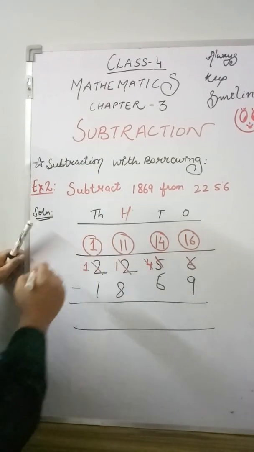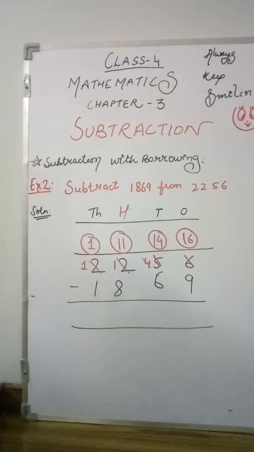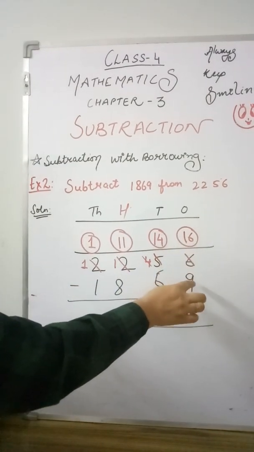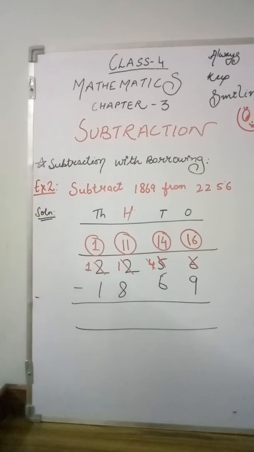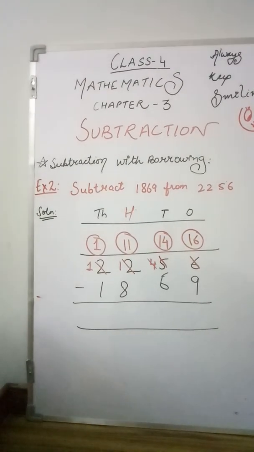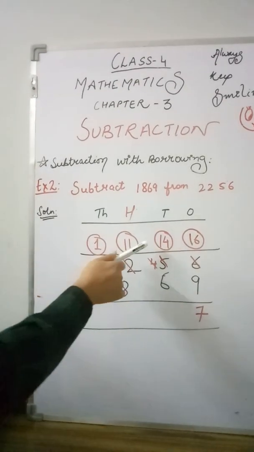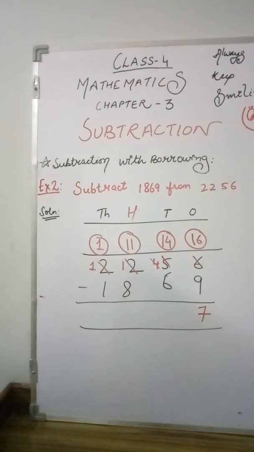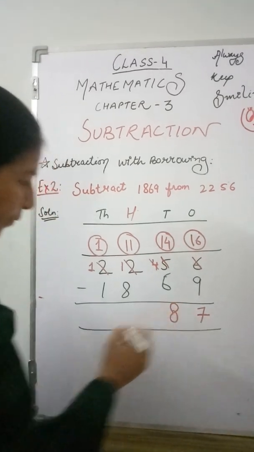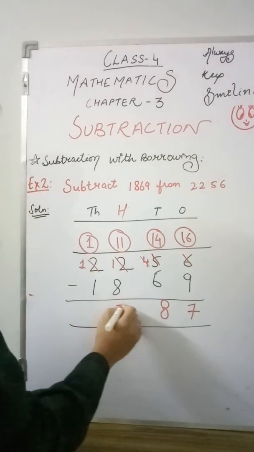So let's start doing the subtraction. After taking help from other places, is it possible to subtract the numbers? Yes, because now 16 is bigger than 9. We can easily subtract 9 from 16. So what is the sum? 16 minus 9 is 7. Now tens is also a bigger number, 14 and 6. 14 minus 6 is 8. Now the hundreds place is 11. 11 minus 8 is 3.